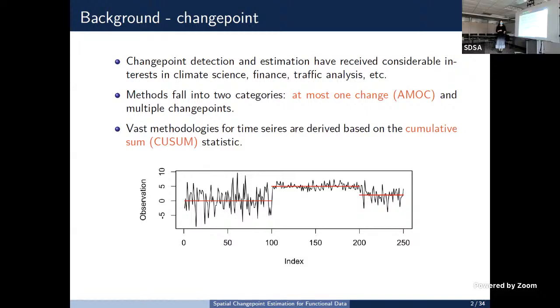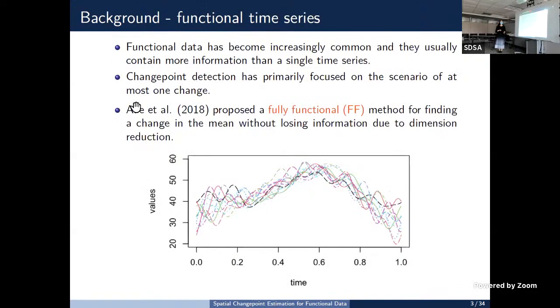Usually methods for time series are based on the cumulative sum statistic. For functional time series, it is slightly different, because for a time series at one time point you will have only one data point, but for functional time series, for one time point, you will have a whole function. For example, in this figure, I represent a sequence of functional time series. Here, I think we have 10 curves. So for example, we have 10 years, and this would represent the data in 1 year. We have 10 curves in this plot.